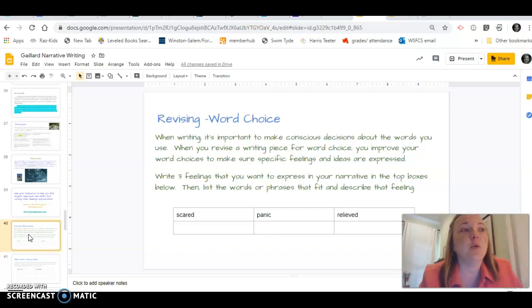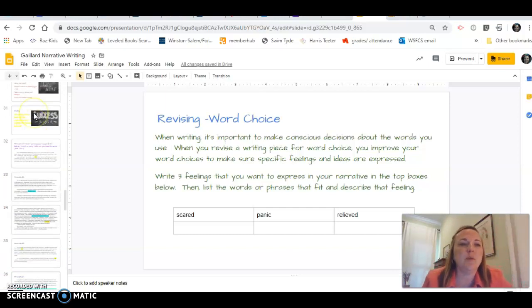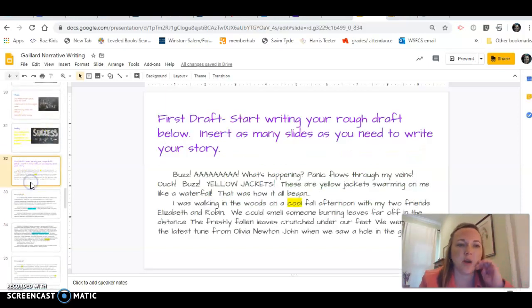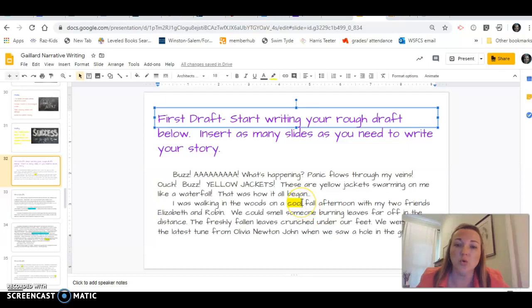All right, so I am going to move back and show you a little bit in my story how I'm going to mix things up, okay? So if we look here, I've already marked some of my words. You're going to need to read through yours and make some edits to pick some better vocabulary for your words, right? So here, I was walking in the woods on a cool fall afternoon. Well, I'm thinking to myself that brisk might be a better way to say cool, right? Brisk. It just kind of gives a little bit better picture here. Okay, so I'm going to switch that there to brisk.